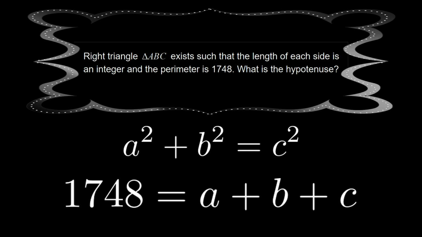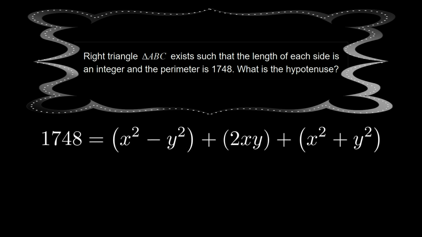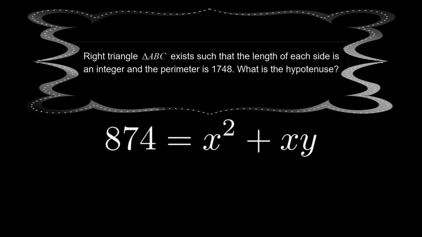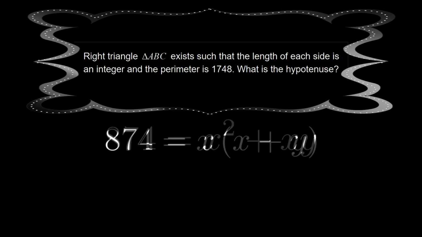When you're in this situation, using the Pythagorean triples theorem is a good way to go. By replacing a, b, and c with x's and y's, we get that the perimeter is equal to 2x squared plus 2xy. Dividing everything by 2 gives us that 874 is equal to x squared plus xy. As a side note, the most important aspect of integers is that they have factors. By definition, an integer is the product of other integers. In this case, we get to factor out x and get that 874 is equal to x times x plus y. Since x, y, and 874 are all integers, x and x plus y must both be factors of 874.